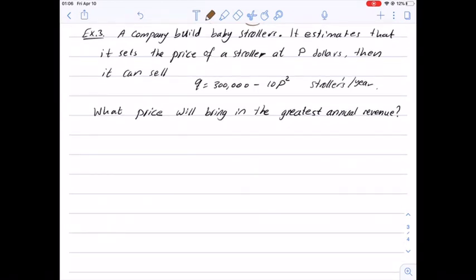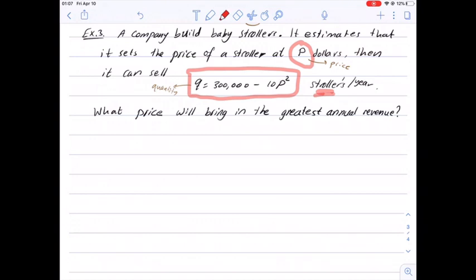Okay, now another example, the last example in this video, is the following. A company builds baby strollers. It estimates that if it sets the price of a stroller at p dollars, then it can sell Q equals 300,000 minus 10p squared strollers per year. That means Q is the quantity, and P is the price. Now the question is, what price will bring in the greatest annual revenue? We want to find P, and that means a maximum problem.